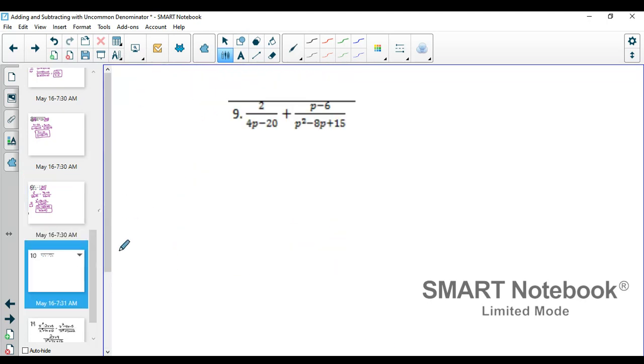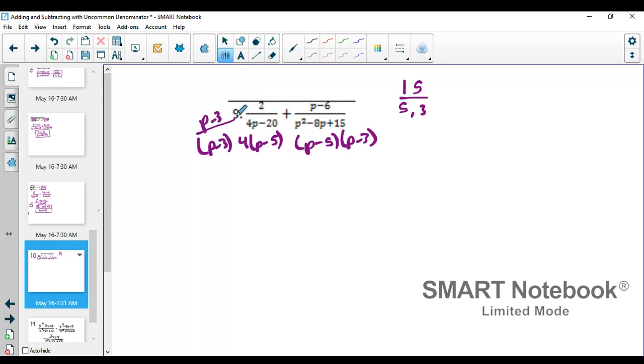And to the last one. So we have 2 over 4p minus 20 plus p minus 6 over p squared minus 8p plus 15. So for this one, we're actually going to factor out the 4 here. So we're going to make this 4 and then p minus 5 and then factor this one. So the factors of 15 to get negative 8 are 5 and 3. So we have p minus 5, p minus 3. So this one is missing the p minus 3. So we're going to multiply by p minus 3 over p minus 3.